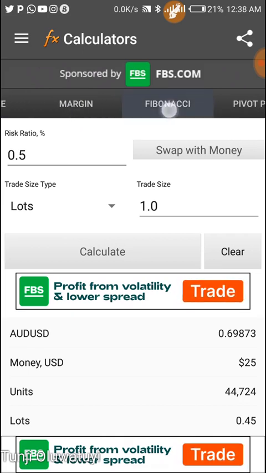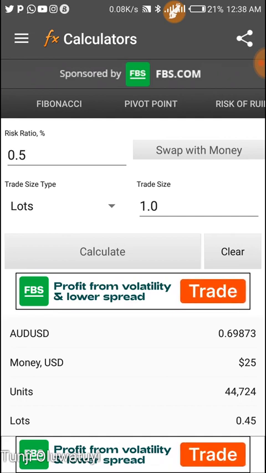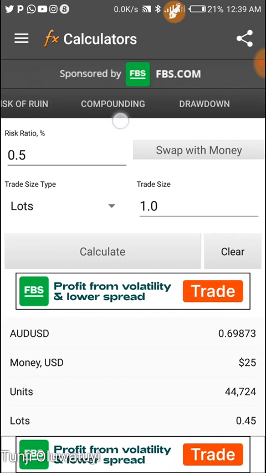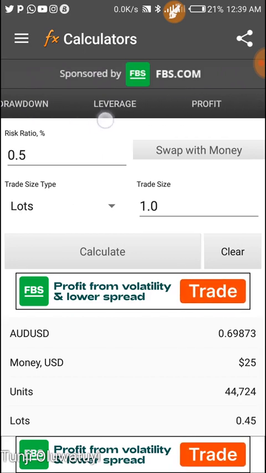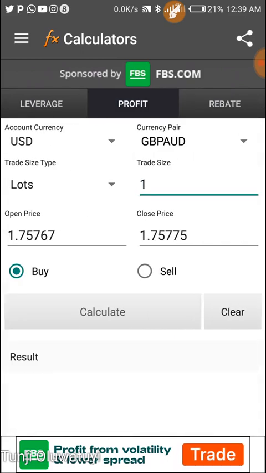There we have margin, Fibonacci, pivot point. Fibonacci and pivot points are tools that people use in their trading decisions. Then risk of ruin, compounding, drawdown, leverage, profit. This is actually another feature that I really love. Just check out those features. But you may just want to look at the profit side.